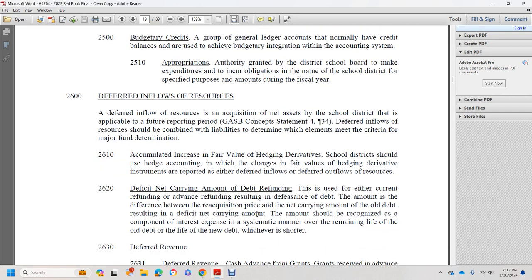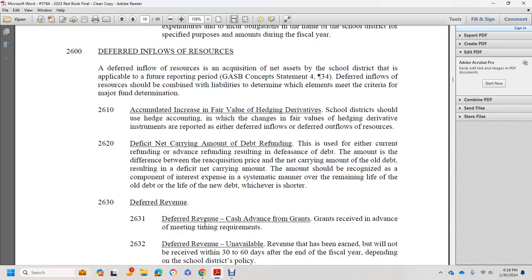2620 deficit net carrying amount with a debit from debt refunding. The use of the current or advance refunding results in a deficiency of the debt, where the amount is the difference between the acquisition price and the net carrying amount of the old debt, resulting in a deficit of the net carrying amount. The amount should be recognized as a component of interest expense in a systematic manner over the remaining life of the old debt or the life of the new debt, whichever is shorter.